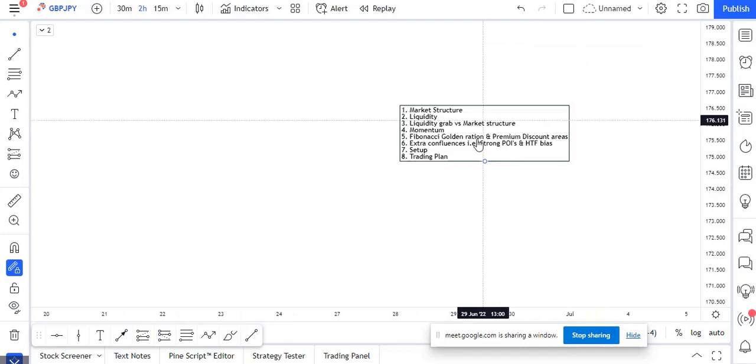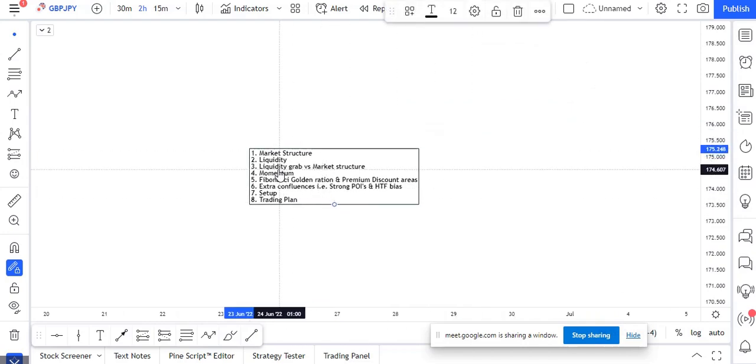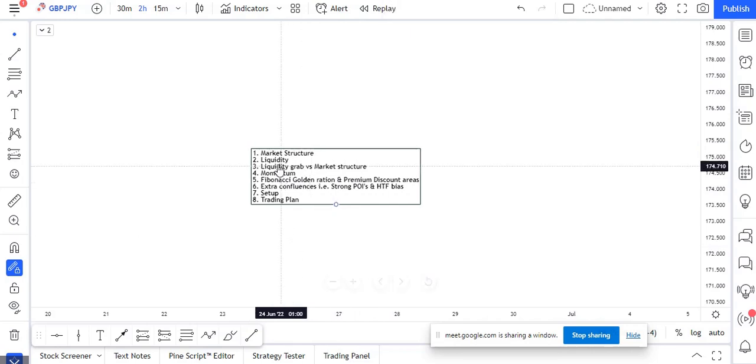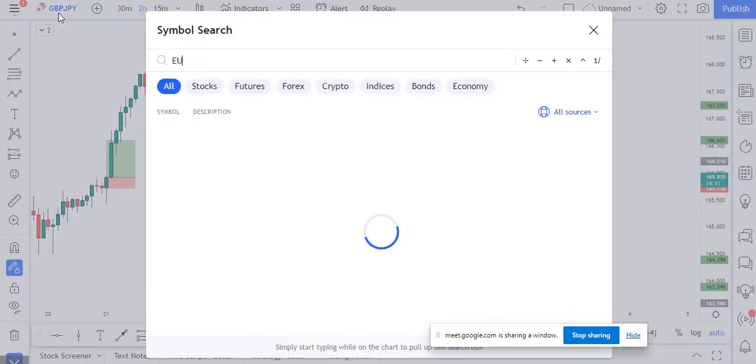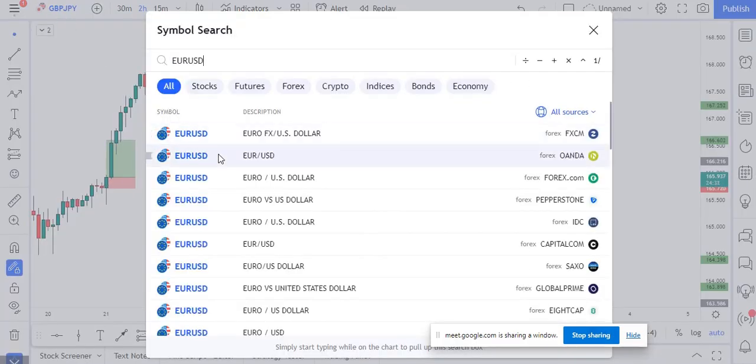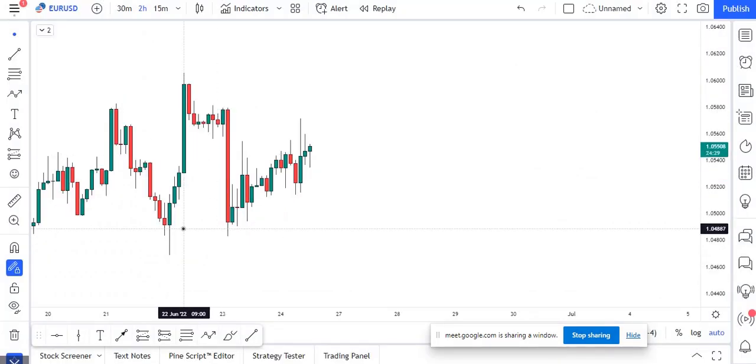All right. So the third part is the liquidity grab versus the market structure. Obviously, sometimes a low or high gets broken, and people consider that a break of structure, but in reality that is not actually a break of structure, rather that is a liquidity grab. I just saw a pretty good example on EURUSD when I was marking the structure, so why not explain it there.